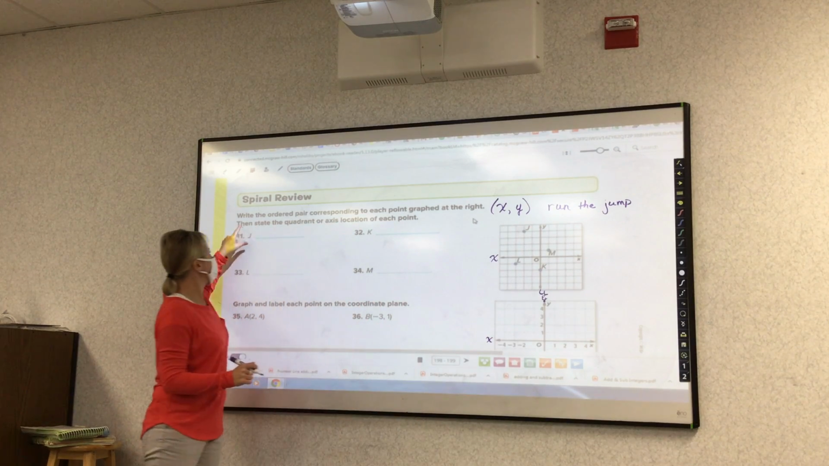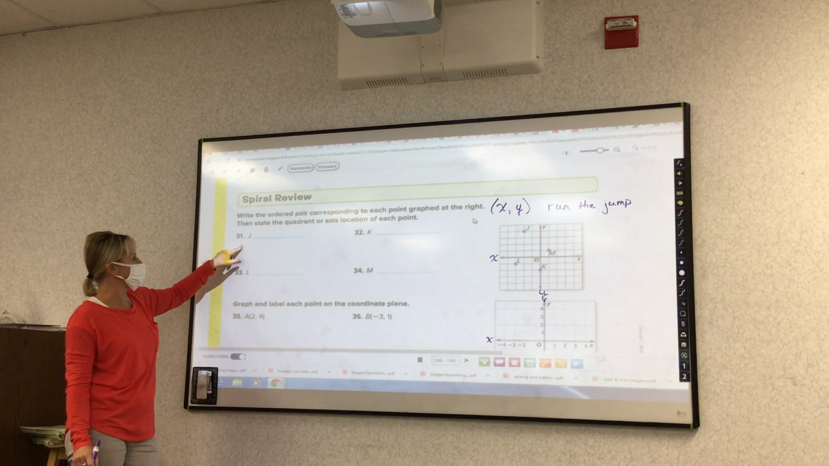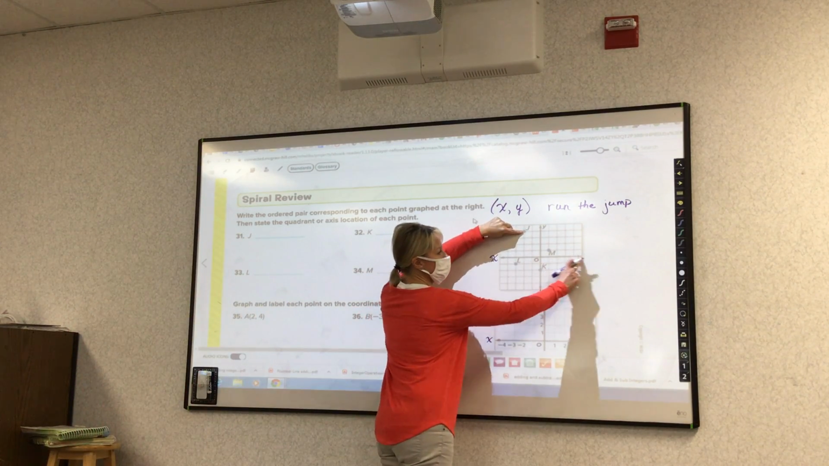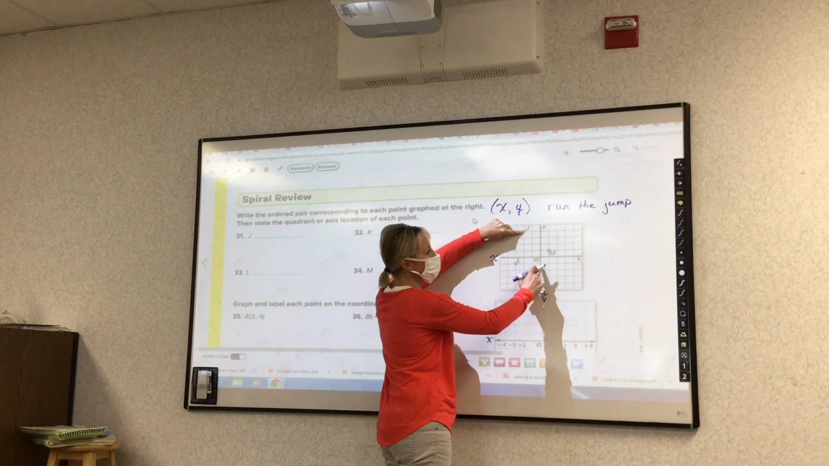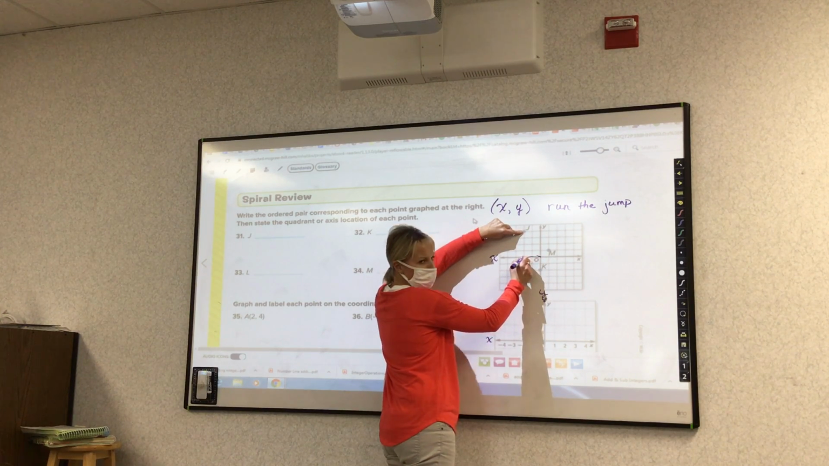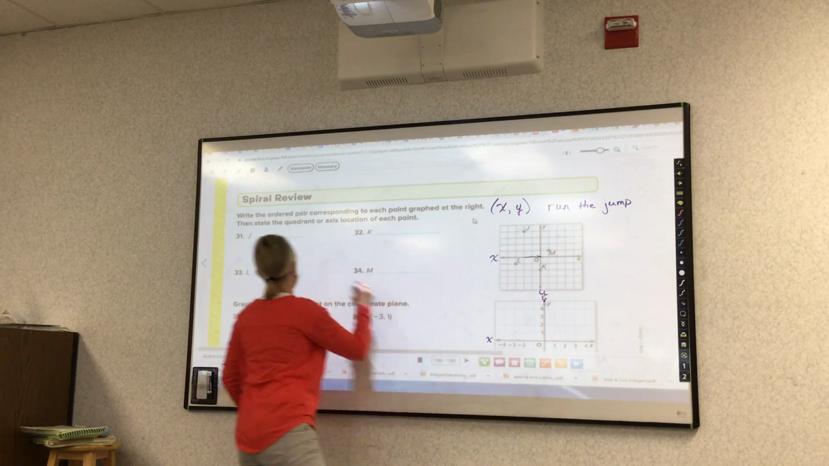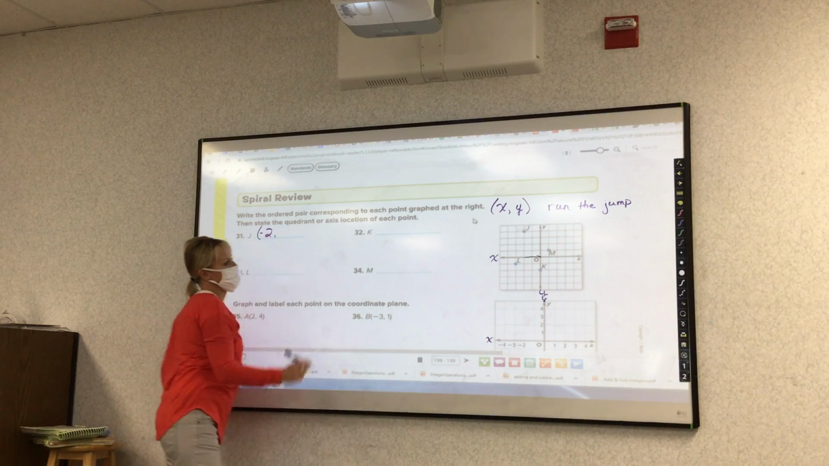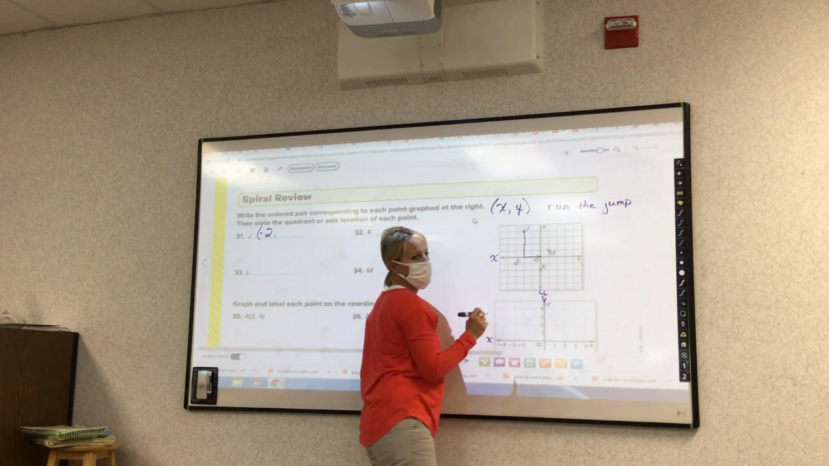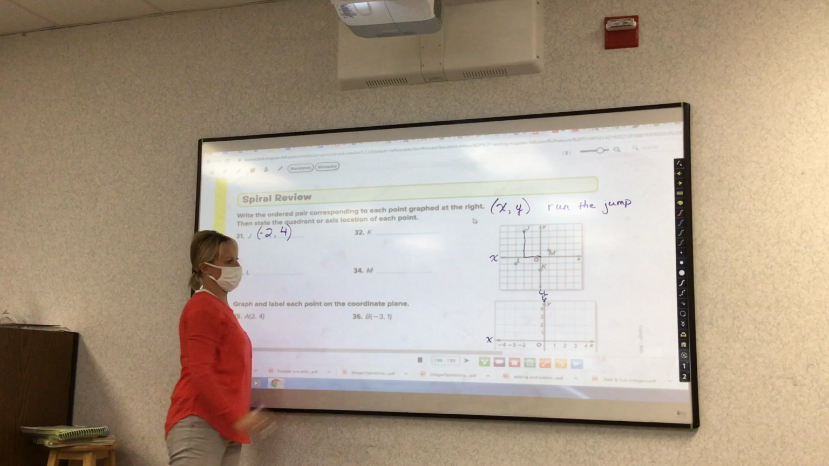If I had to write the ordered pair corresponding to each point graphed at the right, then state the quadrant. I don't really care about that one right now. I want you to find J. This line here is 0 and this line is 0. I have to run first. You always start at 0, but I'm going to go backwards. 1, 2. So that's what number? 2. Not a positive 2. Negative. Once I go to the left of 0, I've got a negative 2. Then I'm jumping up how many? 1, 2, 3, 4. So positive 4. If it's going up, that's a positive 4.